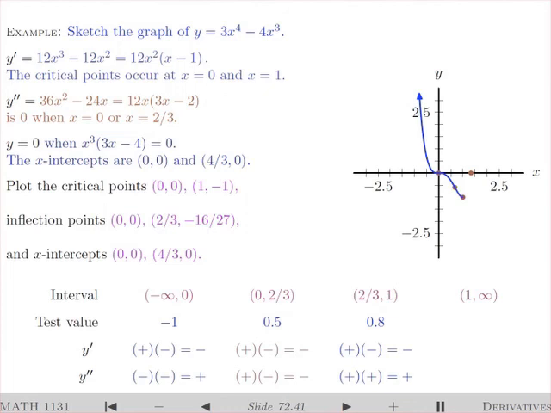In the last segment, 12x squared and x minus 1 are positive, so y prime is positive. 12x and 3x minus 2 are both positive, so y double prime is positive. So the function is increasing and concave up. And this gives us a rough graph of the function.